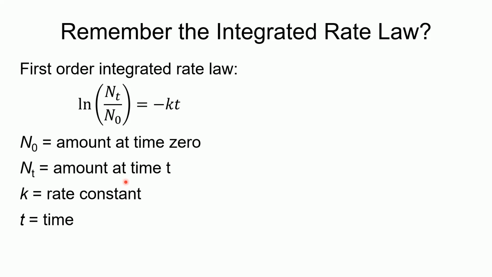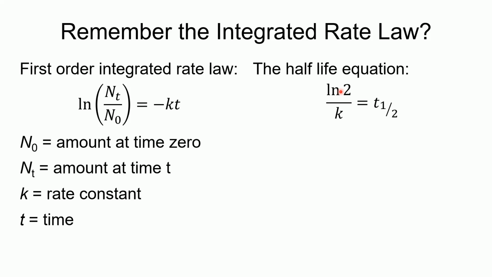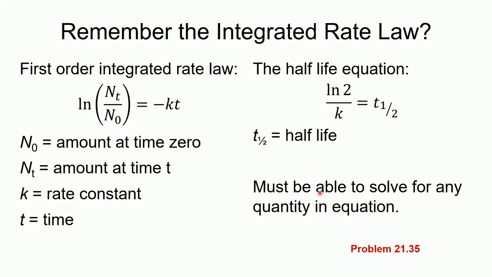All right, now just like in chapter 14 when we did rate laws, we can also do the half-life. And the half-life is the natural log of 2 over k is equal to T1/2. So that is our formula for the half-life. So T1/2 is our half-life. So I want you to be able to solve for any quantity. If you have enough information, you should be able to solve for any of these quantities. So let's look at number 35 on the in-class assignment.